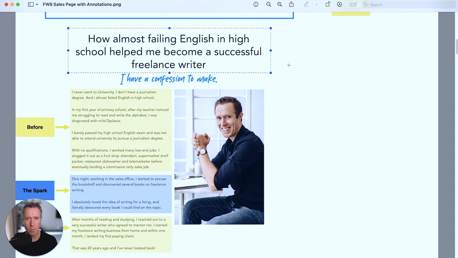And that kind of heading is going to make people go, what? How did failing English help you become a successful freelance writer? Those two, you wouldn't expect that. And that's exactly what I'm trying to do, to get them to wonder how that was possible. And then I continue with, I have a confession to make.